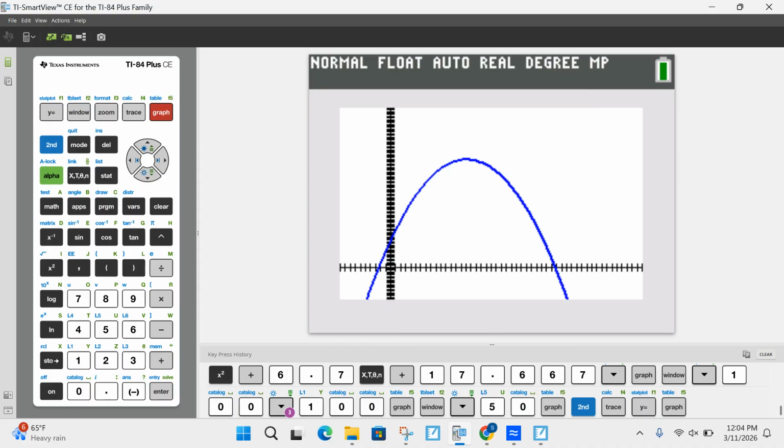Gotcha. You weren't clicking maximum, you were clicking minimum. You're going to need to make the Y min negative, at least negative 10 to find the zeros. I know, I can just go under the thing. Oh, okay. All right. Then that's fine.